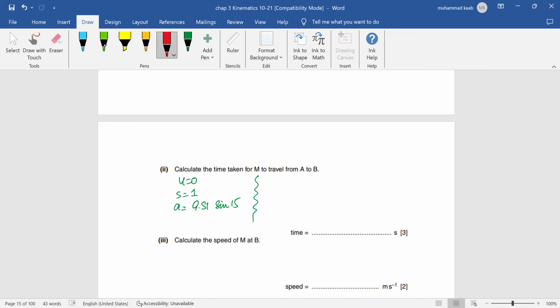If we use s equals ut plus half at squared, then we can find the time. We know s is 1, and the initial velocity is 0, so this factor will be 0. When you shift to that side, just multiply by 2 and divide by the acceleration, which we are getting as 9.81 sine 15. And just take the root of all the values. So you can find t.